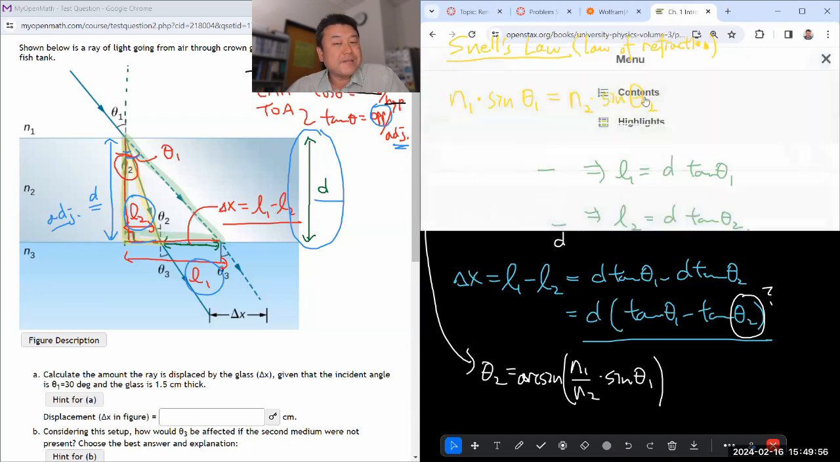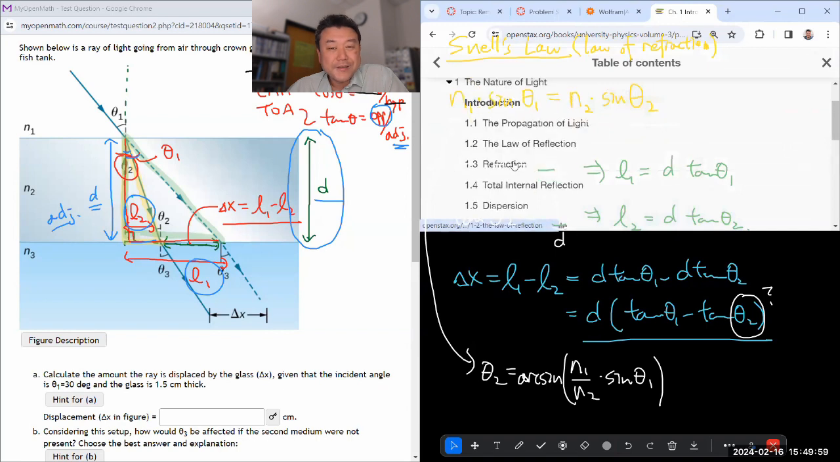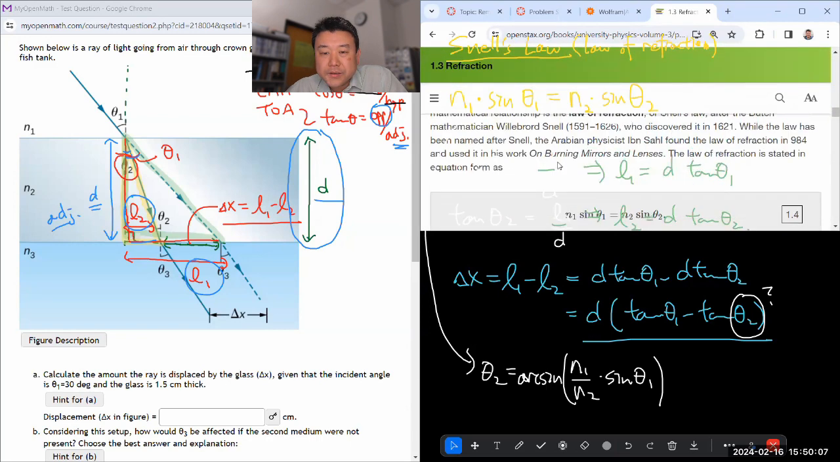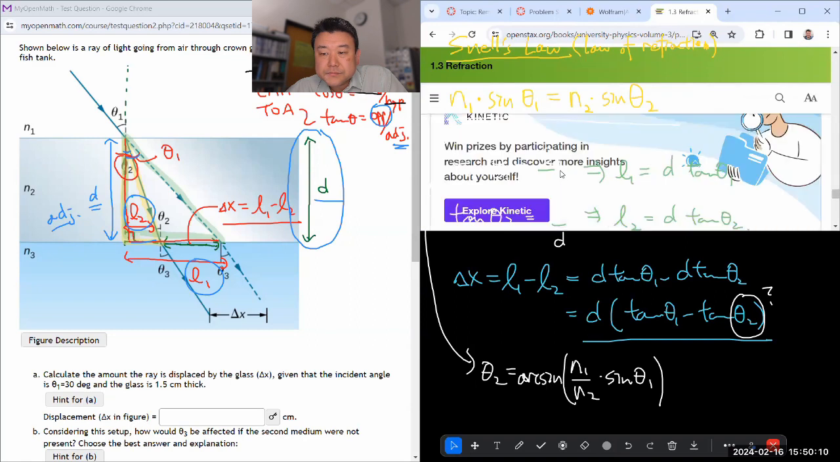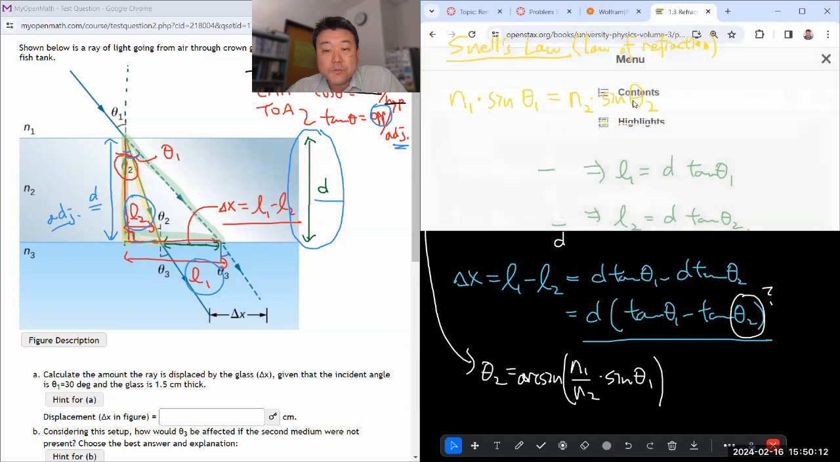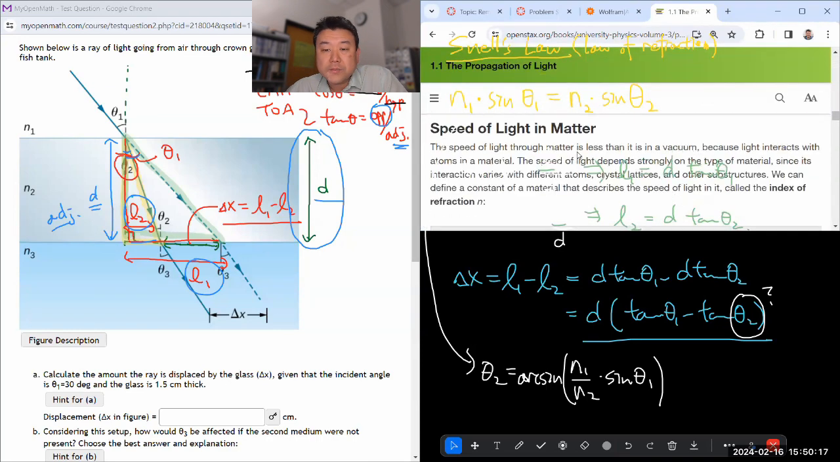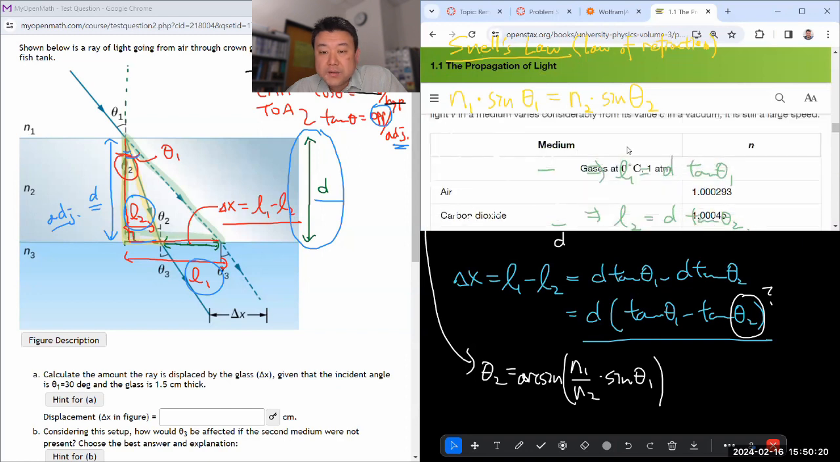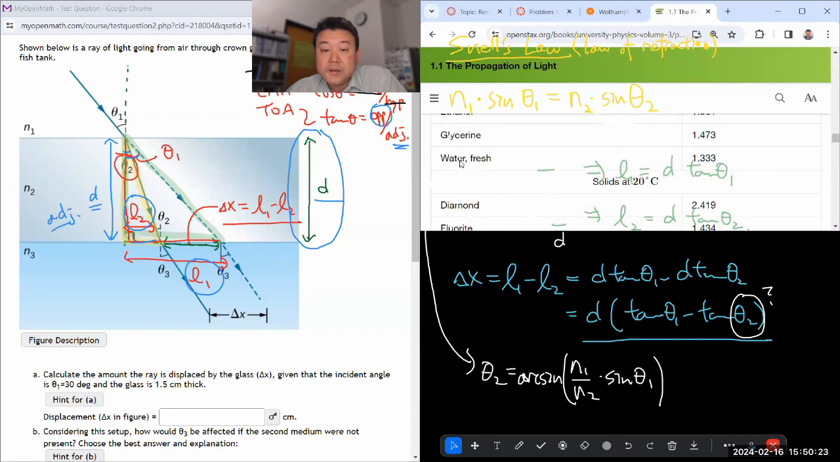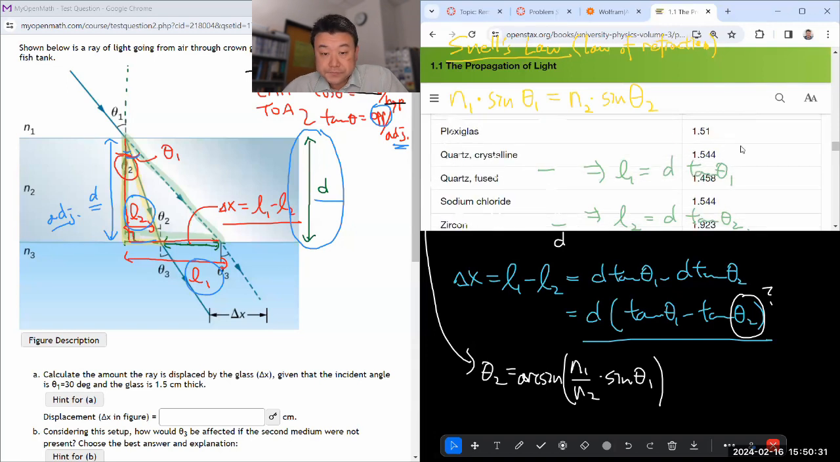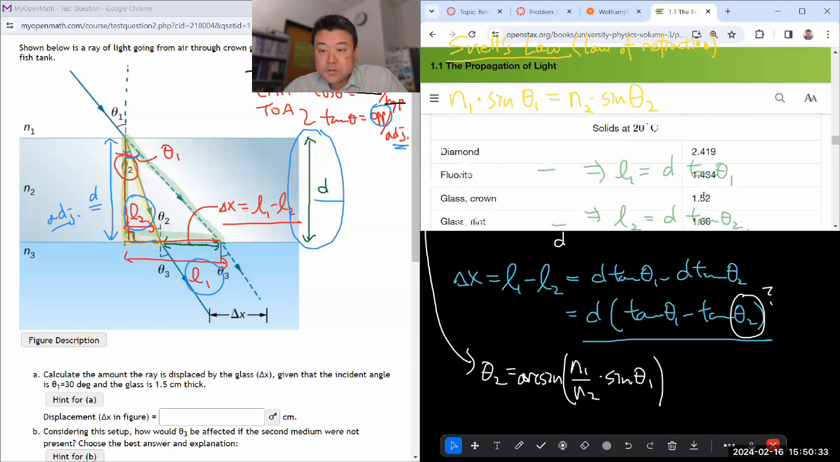You might not have indexes of refraction memorized like I do. So let me go to index of refraction. It's probably going to be here. Or if it's not here, it might be in section 1, talking about the speed of light, or propagation of light. So it might talk about light slowing down in matter. Here's the index of refraction. Crown glass is 1.52, flint glass is 1.66. Let me use 1.52. I think that's close enough.